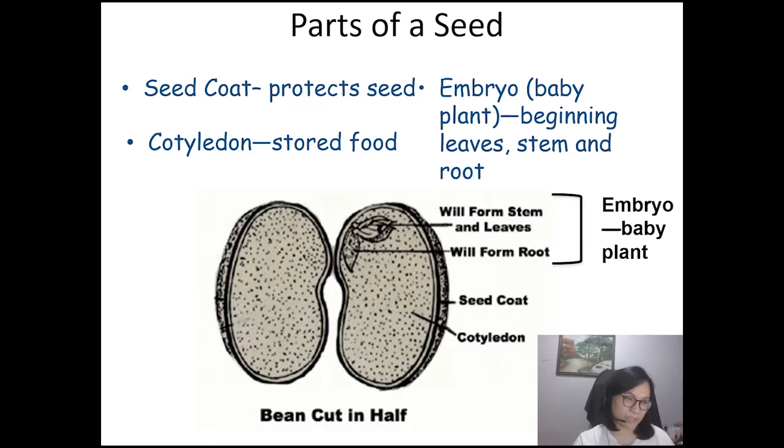So as you can see here, it starts to form the leaves and the stem, and this is where you see the start of the formation of the root. So if you cut a bean in half, you will actually see these different parts.